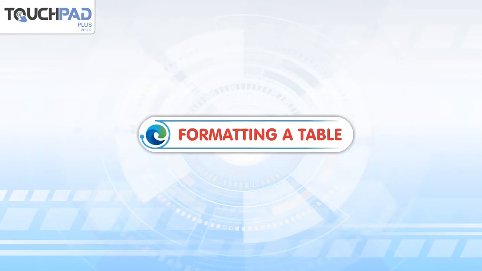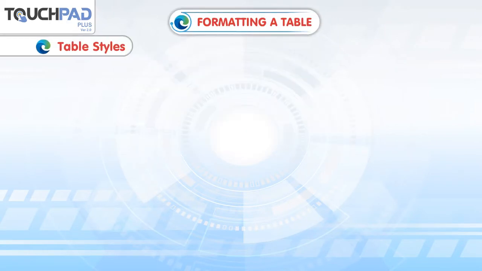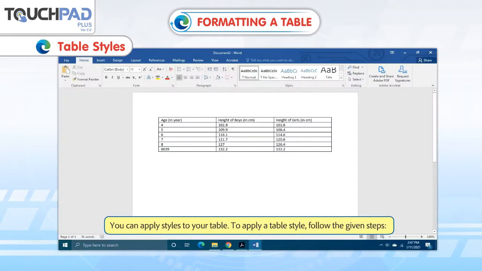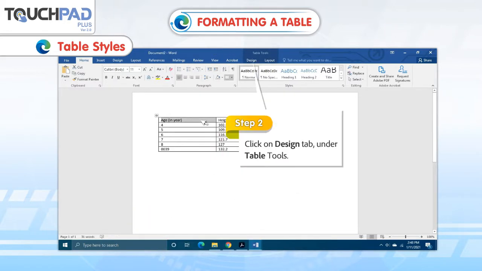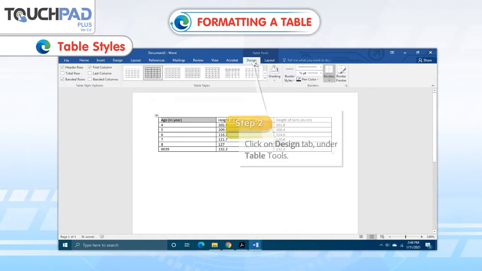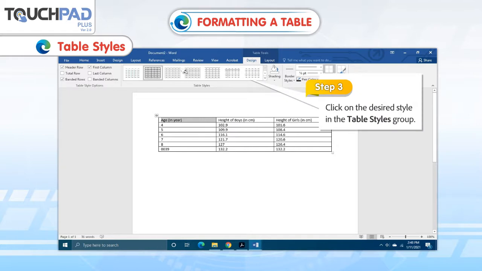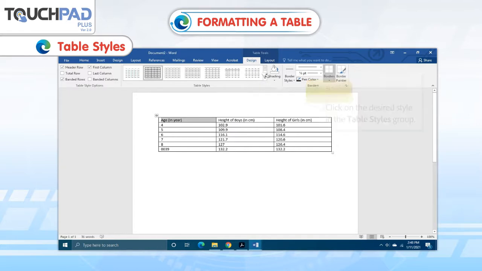Formatting a table. Table styles. You can apply styles to your table. To apply a table style, follow the given steps. Step 1. Click anywhere in the table. Step 2. Click on Design tab under Table Tools. Step 3. Click on the desired style in the Table Styles group.